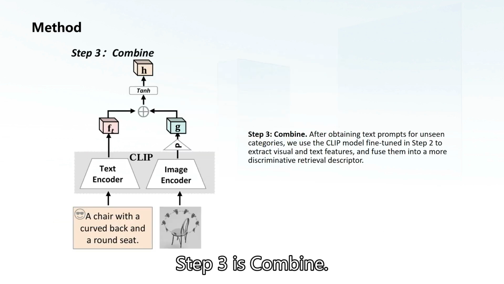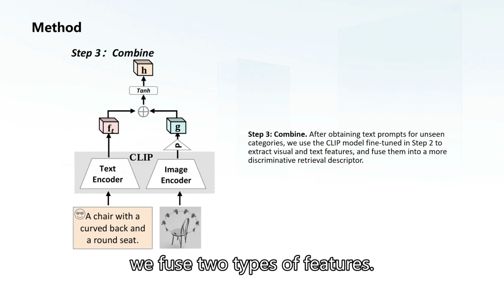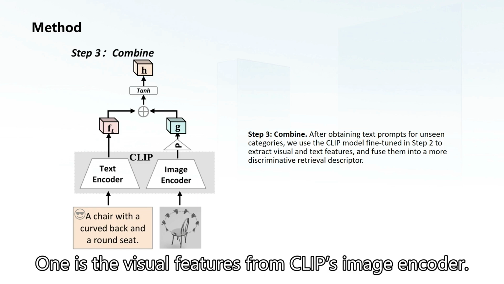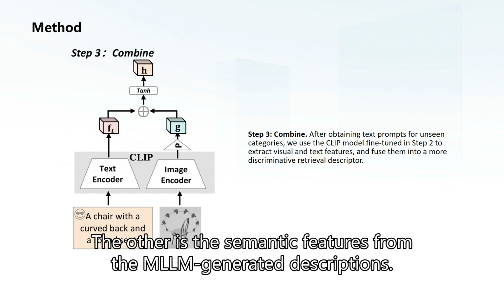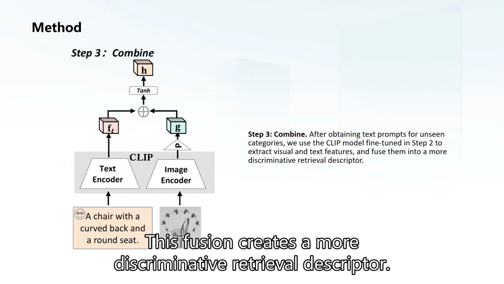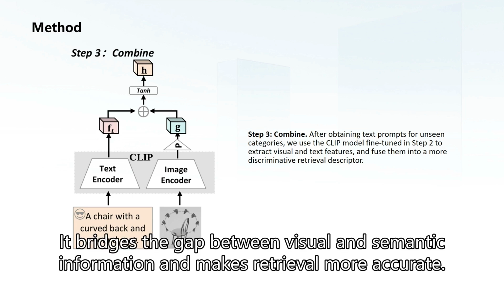Step 3 is Combine. Finally, we fuse two types of features. One is the visual features from CLIP's image encoder. The other is the semantic features from the MLLM-generated descriptions. This fusion creates a more discriminative retrieval descriptor. It bridges the gap between visual and semantic information and makes retrieval more accurate.